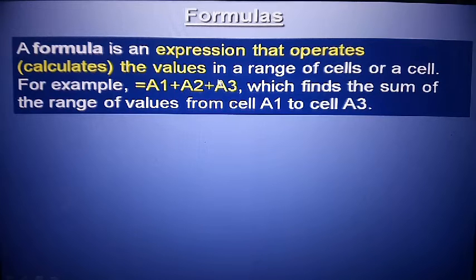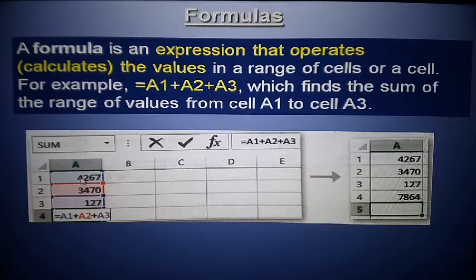A means column, and 1, 2, 3 is a row. So find the sum of the range value A2, A3. How? I will explain. Number 1 is a column, column A, column B, and here row number 1, 2, 3. For the sum, start the calculation with the equal sign: A1 plus A2 plus A3. Then press the Enter key and the sum appears automatically.